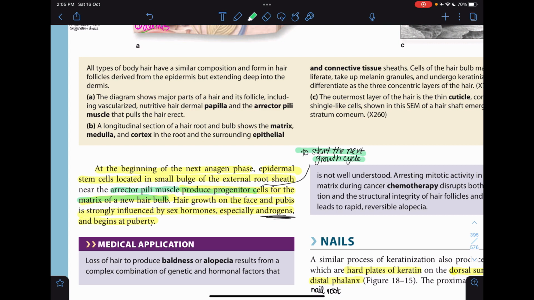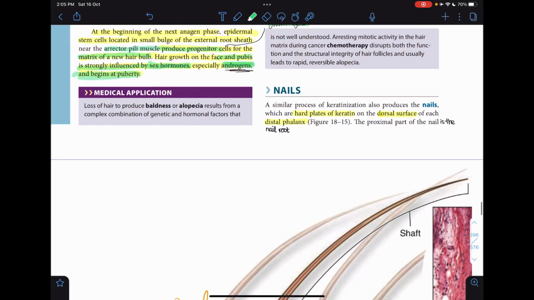Hair growth on the face and pubis is strongly influenced by sex hormones, especially androgens, and begins at puberty. So in a few regions of our body, the hair starts growing when we hit puberty, and it's influenced by sex hormones. Let's see the medical application.